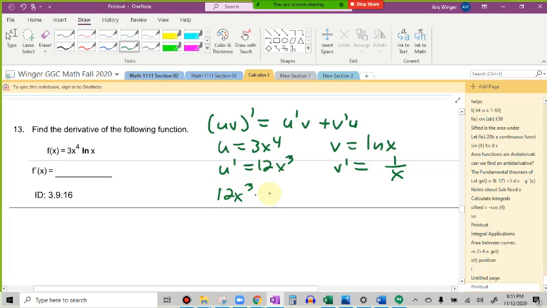12x to the 3rd times the natural log of x plus 1 over x times 3x to the 4th, and they'll want you to simplify that. 12x to the 3rd ln of x plus 3x to the 3rd.